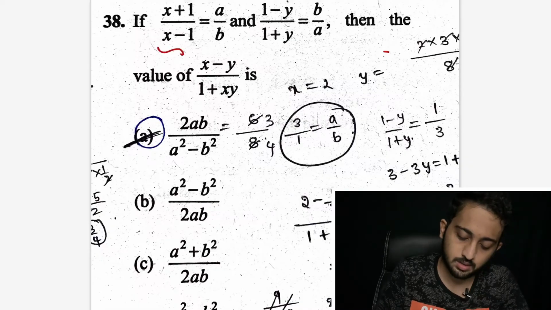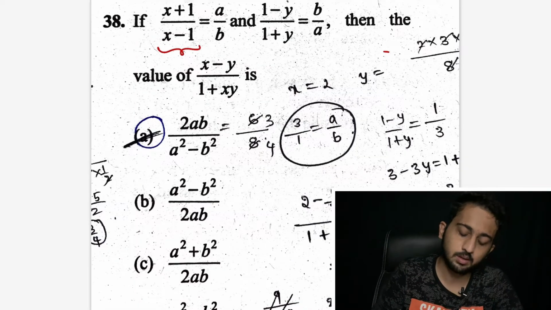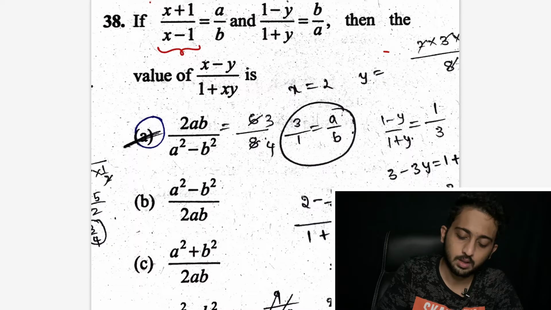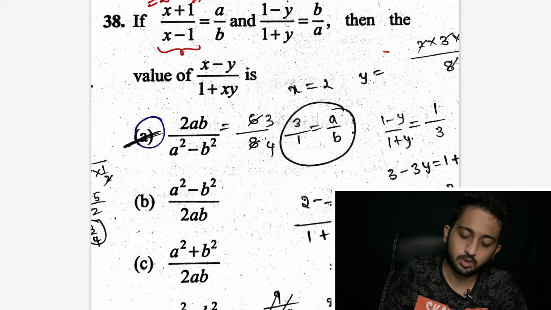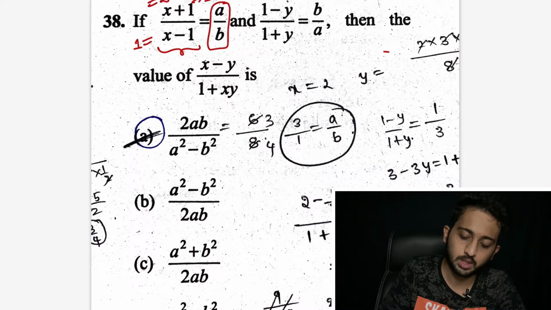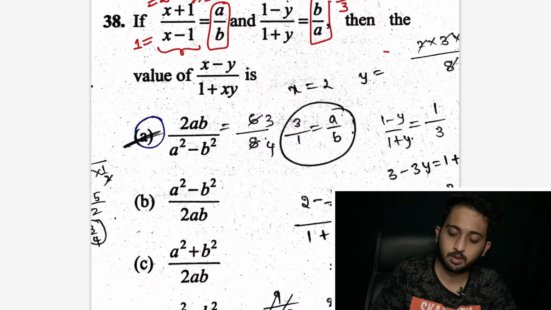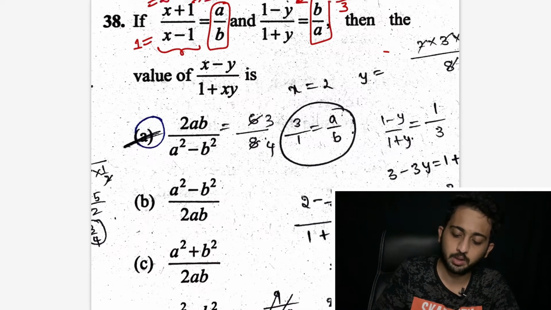For this question, in this denominator, x minus 1 is there. So I just can't take x equal to 1. So I have taken x equal to 2. With x equal to 2, the numerator would become 3 and denominator would become 1. So a by b equal to 3 and b by a equal to 1 by 3. With b by a equal to 1 by 3, you would get y value as 1 by 2.